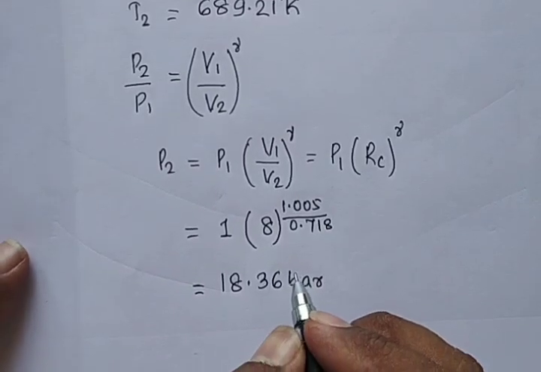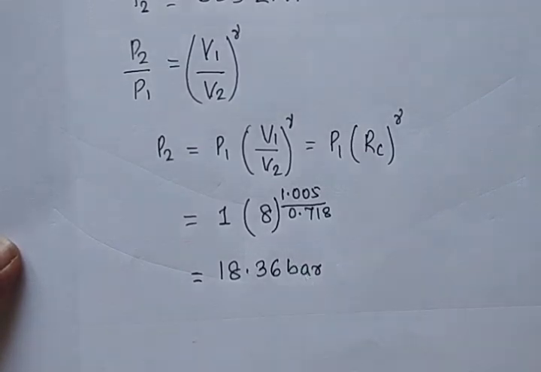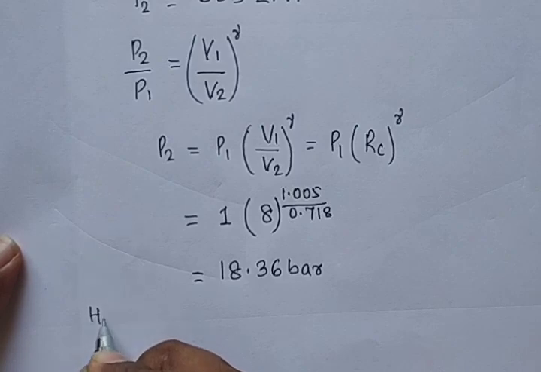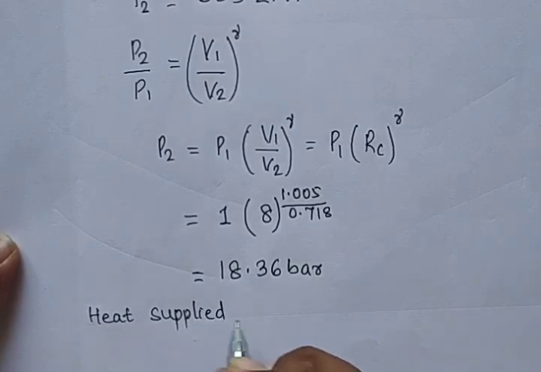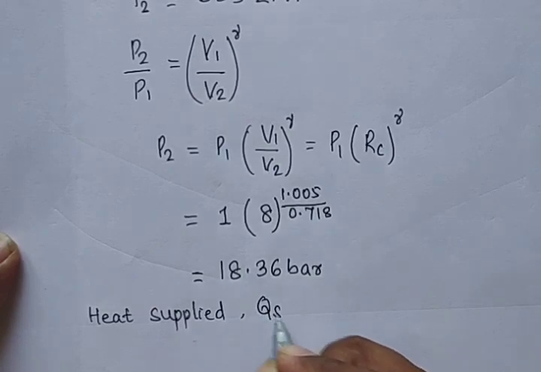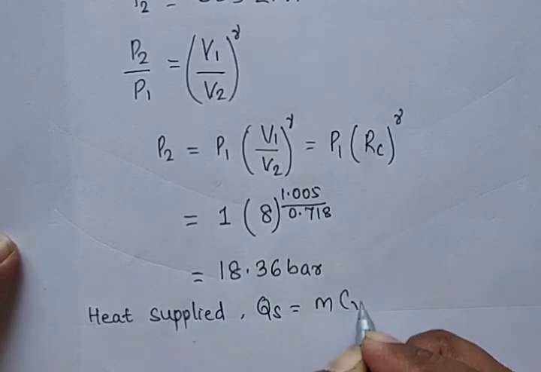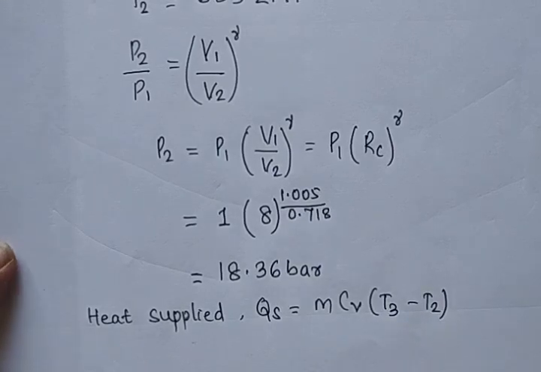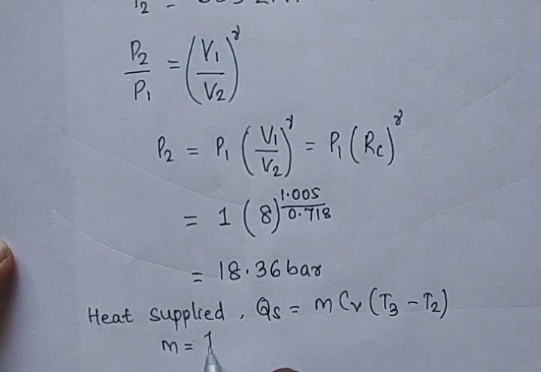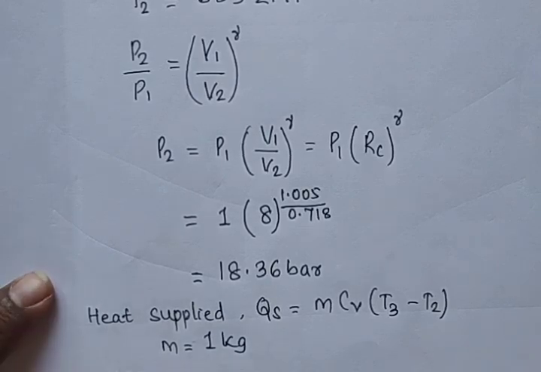So after finding out the value of P2, then find out heat added. Heat added is given to us, that is heat supplied or heat added Qs equal to mCv (T3 minus T2). Heat is added at constant volume. So it is mCv (T3 minus T2). Mass is, we are finding it per kg. Then Qs is given, it is 1900 kilojoules.